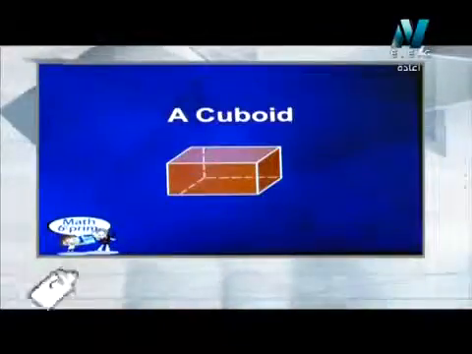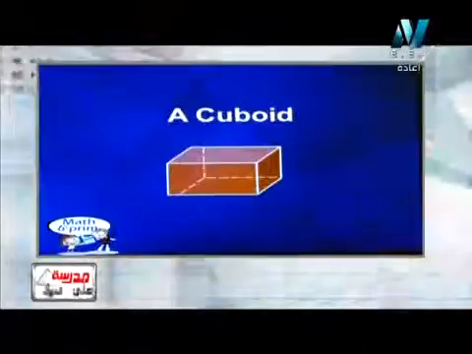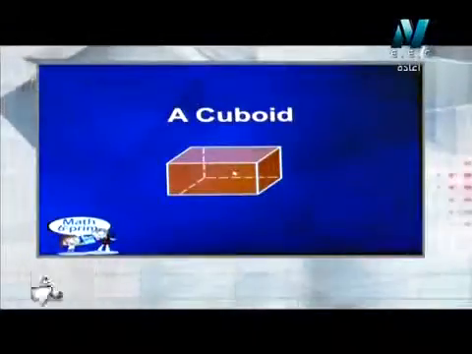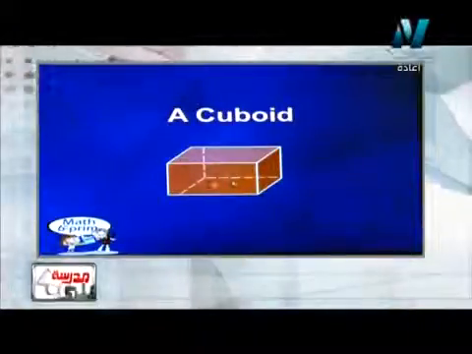Okay, let's study the properties of a cuboid. How many vertices are there in a cuboid? How many edges? How many faces? Each face of a cuboid represents what? A rectangle or a square. First, a cuboid. As you see, this is a solid, a regular solid.